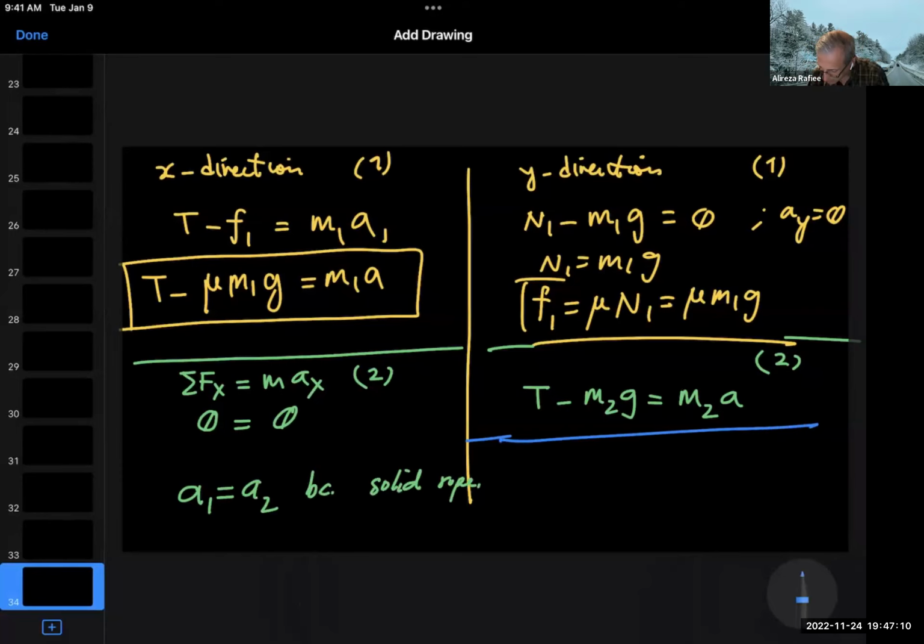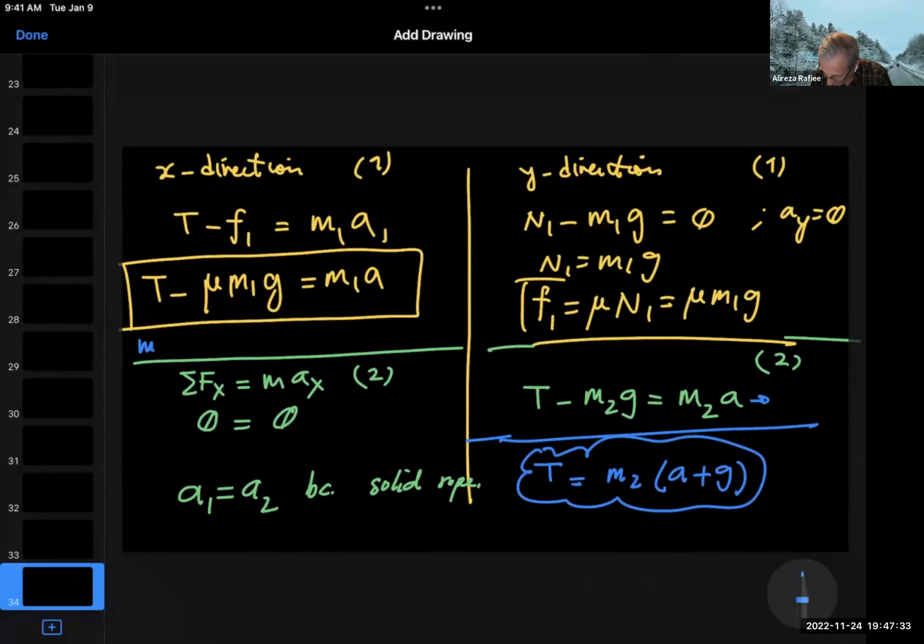I have two equations, two unknowns. From one of them, I can calculate T and replace it in the other one and calculate a. So let's go from this one. I would calculate T from here. T becomes m2 times a plus g. Oh, it was better if I keep it as m2a plus m2g. Then take this and put it in the top equation: m2a plus m2g, then minus mu m1g equal to m1a.